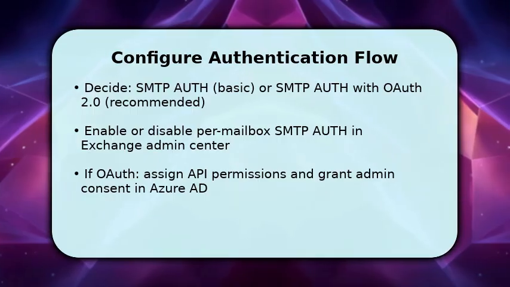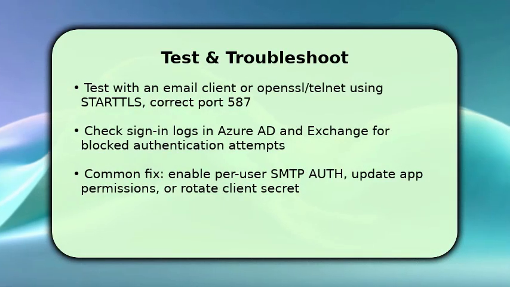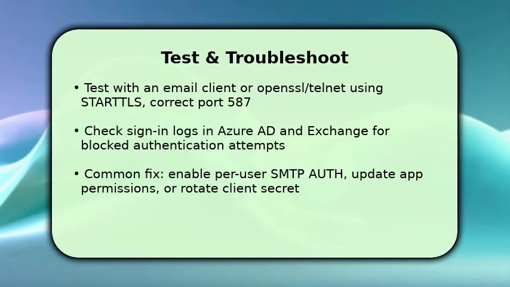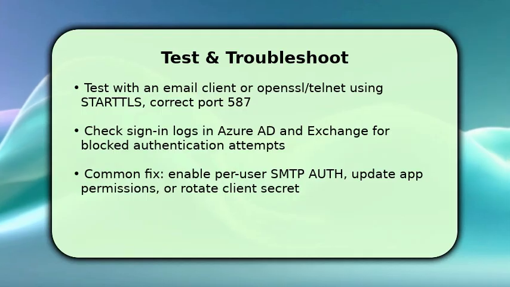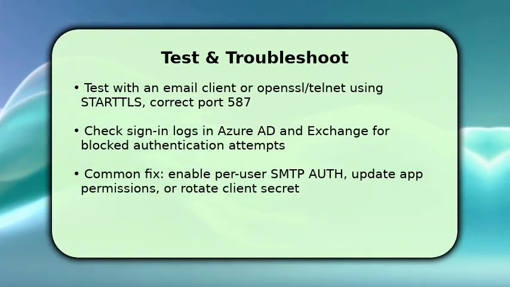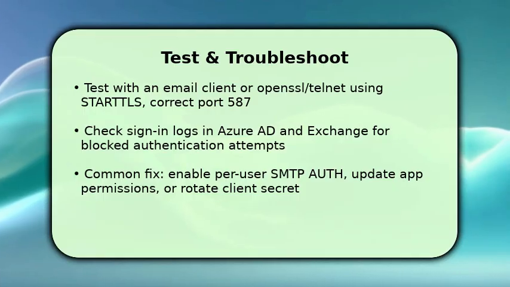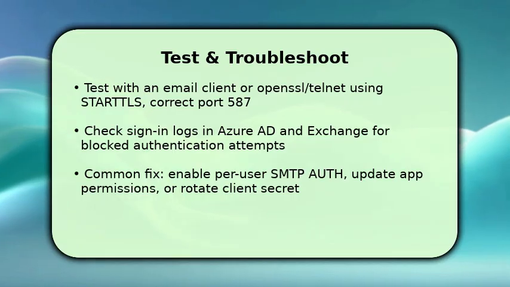To finish, test sending mail from your configured client or device using STARTTLS on port 587 and the chosen auth method. This confirms end-to-end. If it fails, check Azure AD sign-in logs and Exchange protocol logs to see whether authentication or SMTP negotiation is the issue.